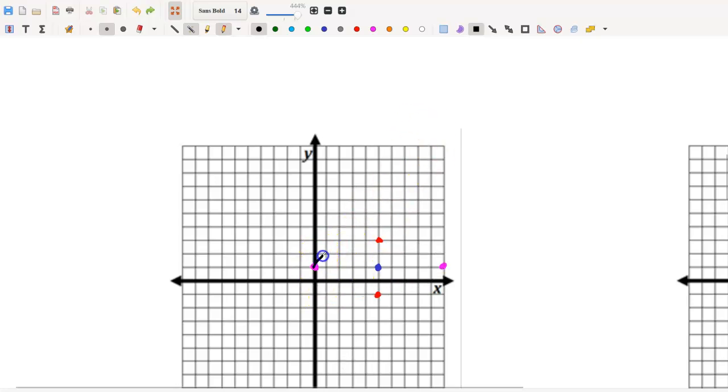Try to, there we go, that's better. Nope. Okay, we'll go with that.